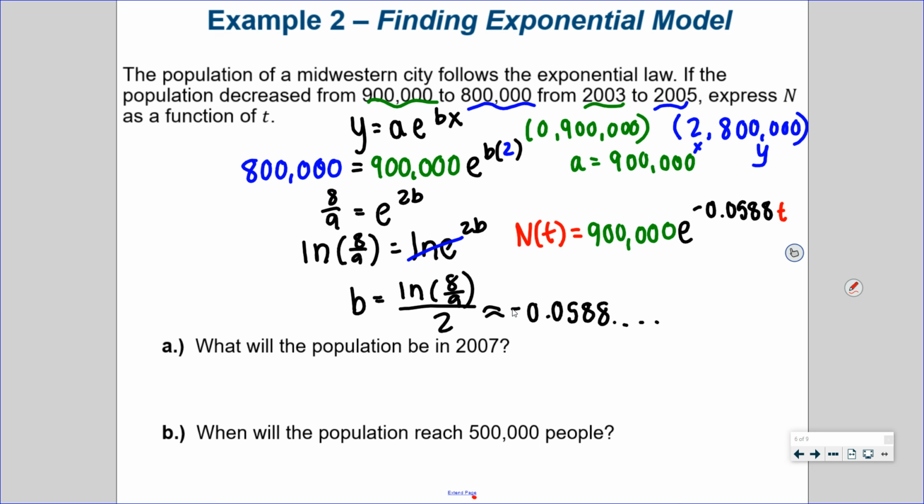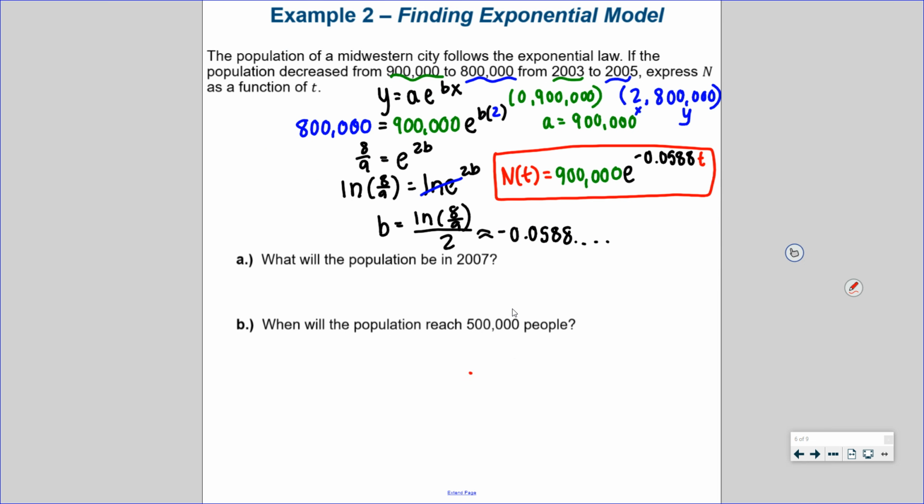All right, follow-up questions. Now that we came up with the model, so there's just this first part. I guess I could have called that part A, but there's our model. So now A says, what will the population be in 2007? How would I figure that out? Okay, why 4? Because it's years from 2003. Right, we called it years since 2003, right? That's what we decided. So we just plug 4 in for our time.